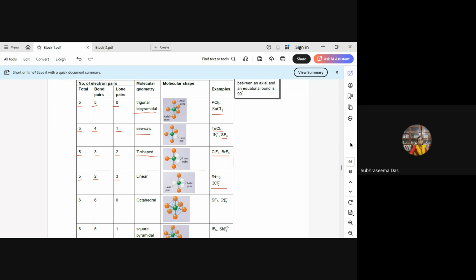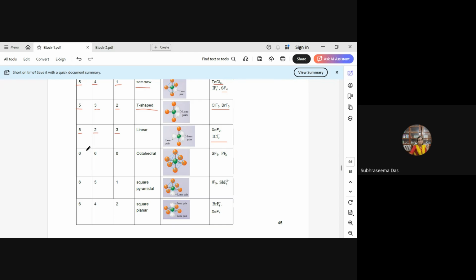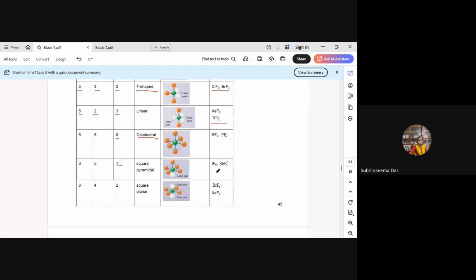Similarly, if we look into the case of 6, where the total number of electron pairs is 6, and if there is no lone pair, then it is the regular case of an octahedron, that is sulfur hexafluoride. We know that it is a regular octahedral geometry. Now suppose we consider one case where there are five bond pairs and one lone pair. Then instead of acquiring the original octahedral shape, the molecule acquires a square pyramidal shape. You can see here in this figure, and the common examples are IF5 and SbF5 2-.